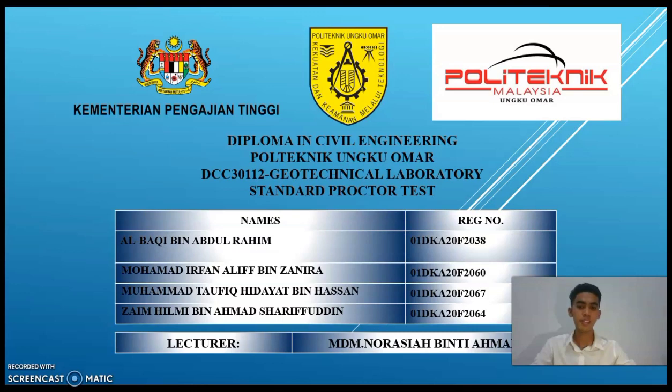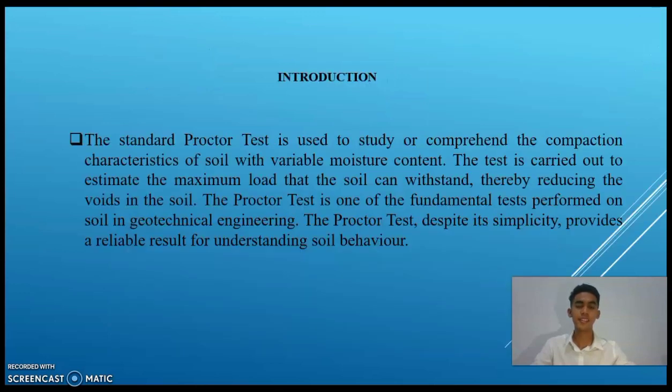Next is Muhammad Irfan Ali bin Zakaria. His matrix number is F2060. And the last one is Zaim Hilmi bin Ahmad Sharifuddin. His matrix number is F2064. Today, we would like to present about standard Proctor test in Geotechnical Laboratory.